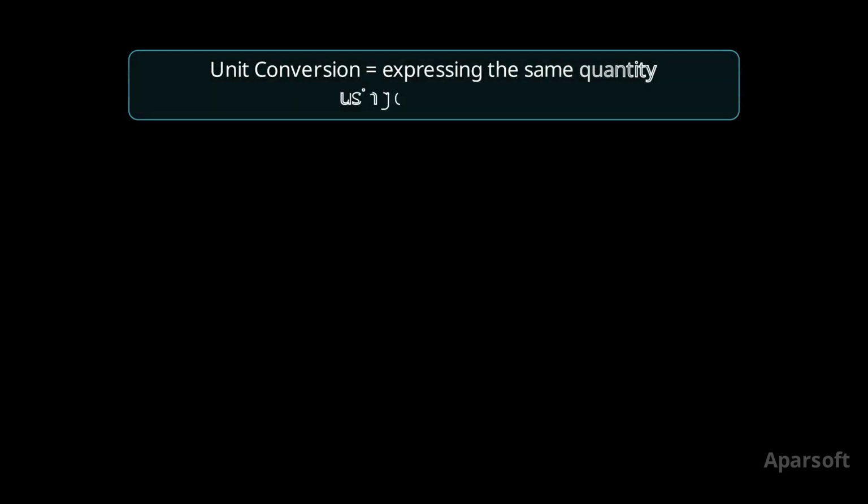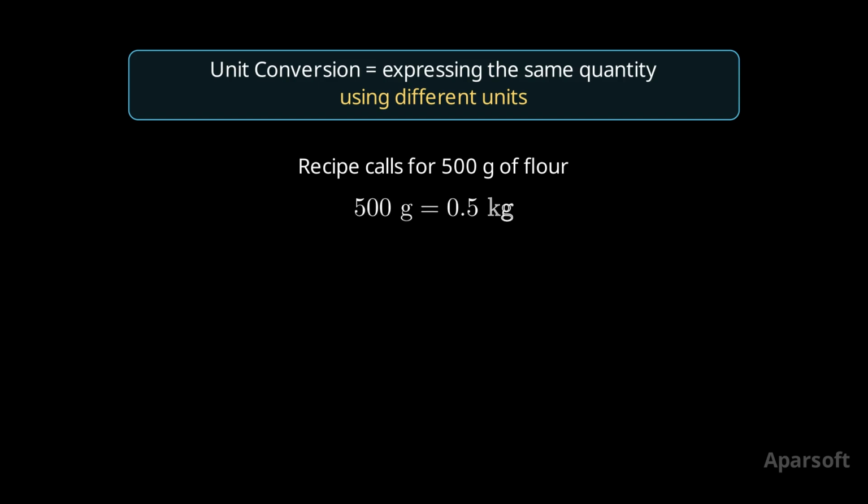So what is unit conversion? It means expressing the same quantity using different units. The amount does not change, just the label. Why does this matter? Imagine a recipe calls for 500 grams of flour, but your scale shows kilograms. 500 grams is the same as 0.5 kilograms. Or a cricket boundary is 65 meters away, and your friend wants to know the distance in centimeters. Conversion bridges these gaps. Easy enough, right?